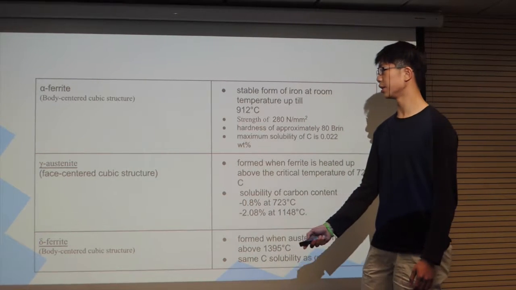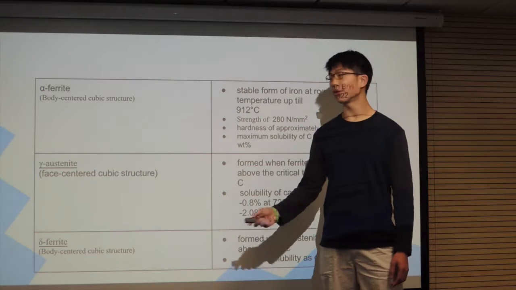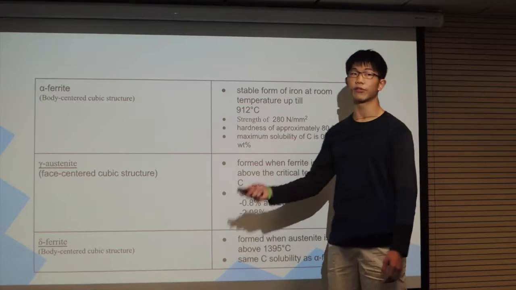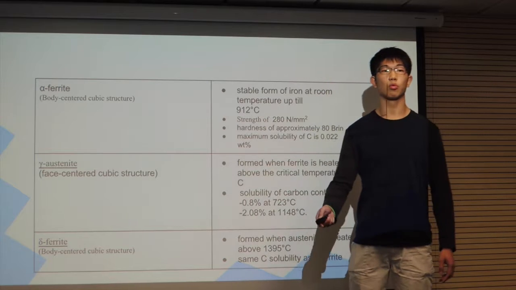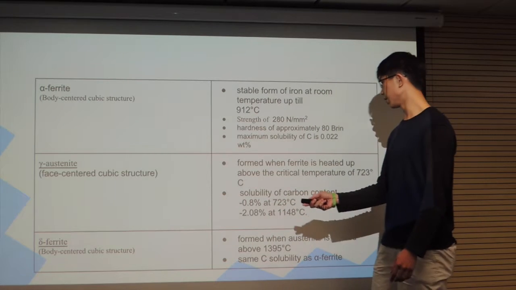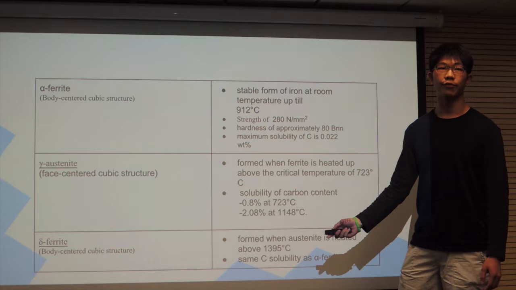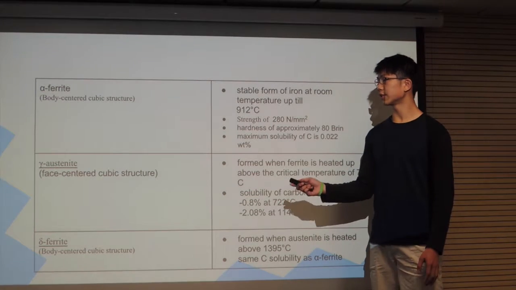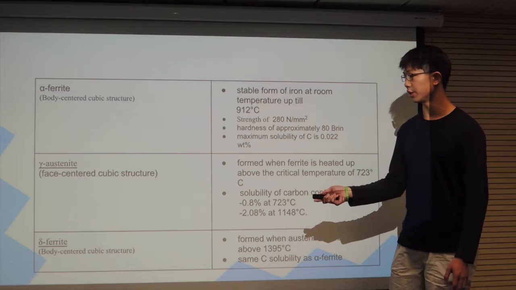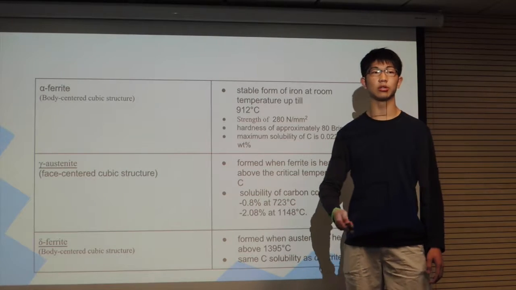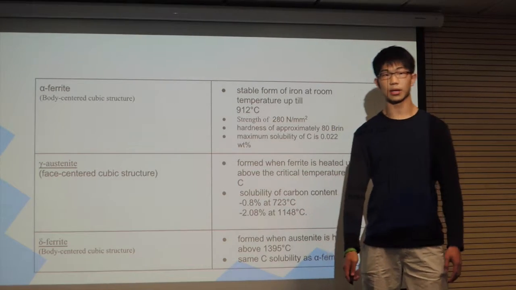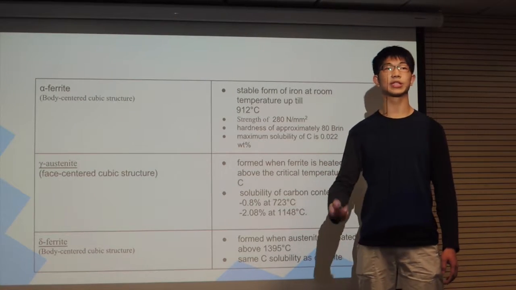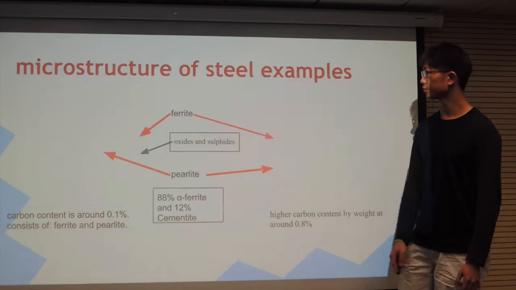The last one is the delta ferrite. Delta ferrite has very similar properties to the alpha ferrite, and it is formed when the gamma austenite is heated up to 1400 degrees Celsius. When this happens, the face-centered cubic structure within the austenite would transform into the body-centered cubic structure. And for the maximum solubility of carbon, it will be the same as the alpha ferrite.